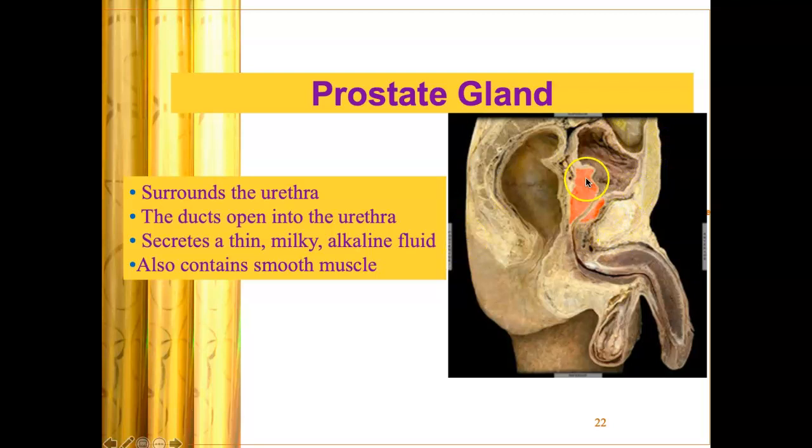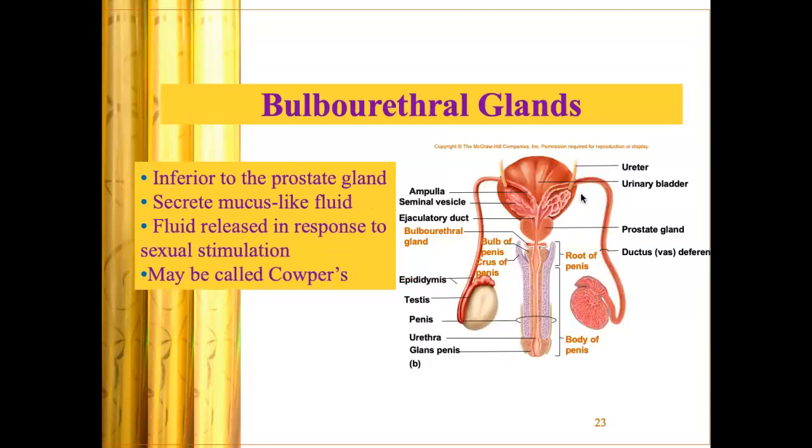This is a cadaver. It shows the prostate gland just below the urinary bladder, and you can see that it is surrounding the urethra. The prostate gland oozes out a milky alkaline fluid, again to neutralize the vagina. Older men get benign prostatic hypertrophy, where the prostate gets a little bit bigger and squeezes that urethra, and it makes urination a little difficult for older men.